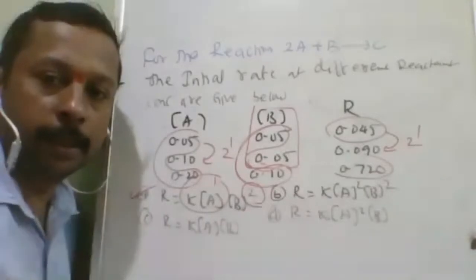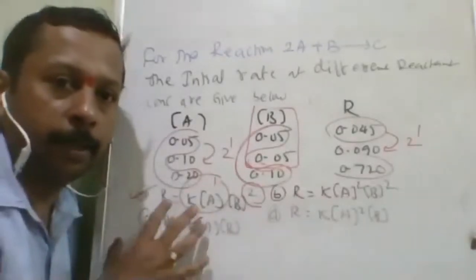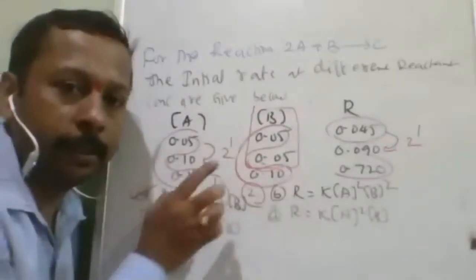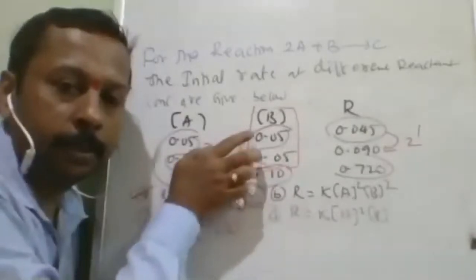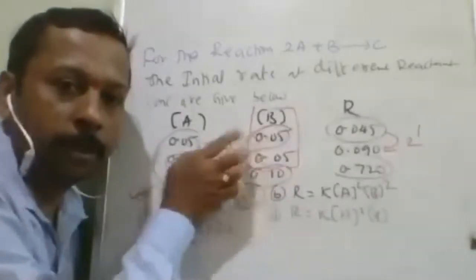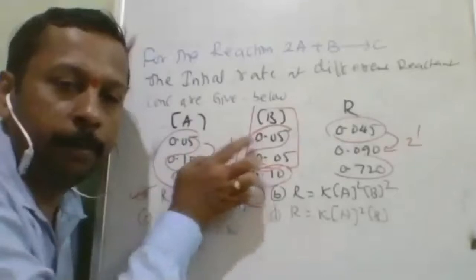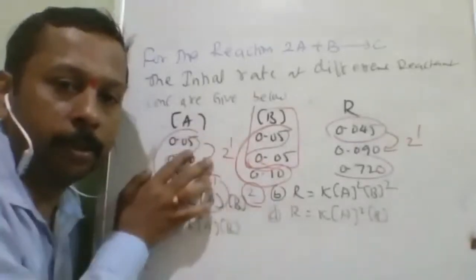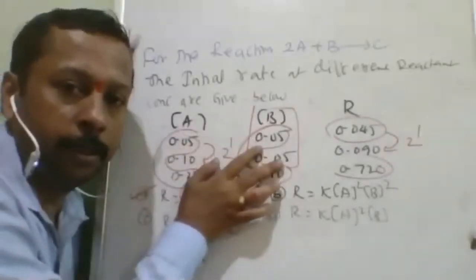Why is option A correct, is it understood? In this type of question, first select the part which is constant. If B is constant, then with B you find out A. Suppose A is constant, with A you will find out B.